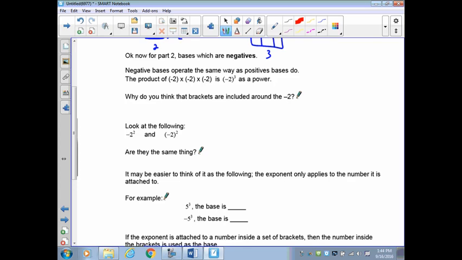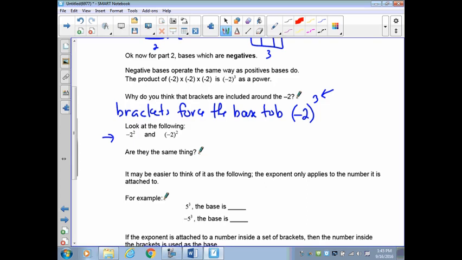Well, brackets force the base to be negative 2. So when you apply the power of a 3, it becomes negative 2 times negative 2 times negative 2. If you don't include it, it means subtract 2 to the 3 from something. So let's look at the 2. Are these the same things, negative 2 to the 2 and negative 2 bracketed 2? The answer is no, they're not.